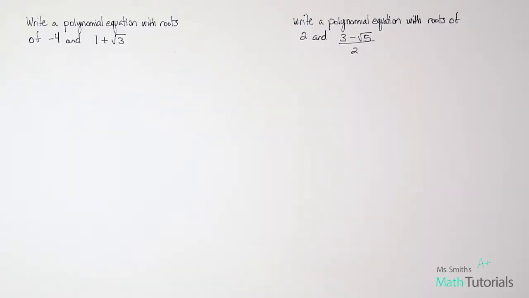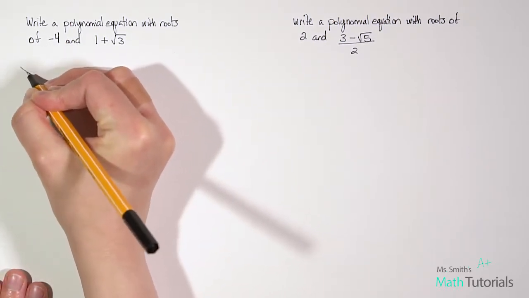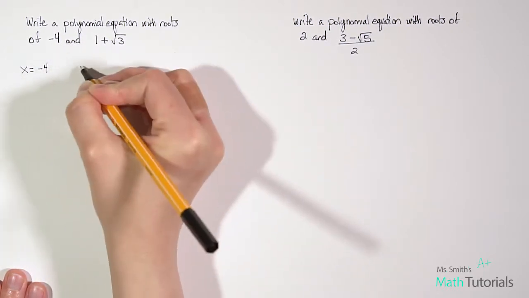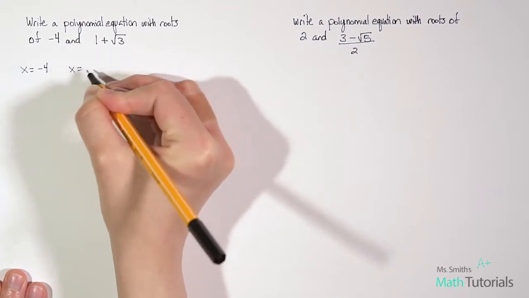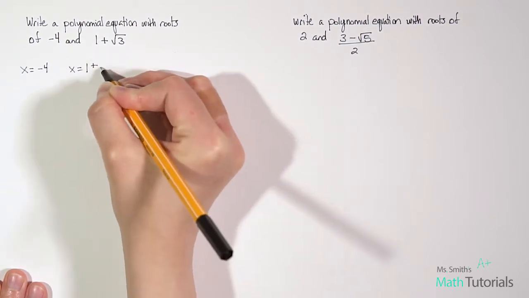Okay, we're going to do two final examples together. For this first one, it says write a polynomial equation with roots of negative 4 and 1 plus the square root of 3. Our steps are still the same, even though it looks a little more complicated. We still start off by saying, okay, one of our roots is x equals negative 4, and the other one is x equals 1 plus square root of 3.